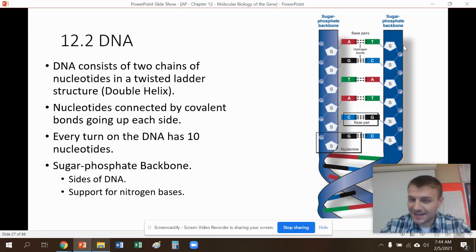Now, if you remember back again to chapter 2, hydrogen bonds are pretty weak. They're much, much weaker than these covalent bonds. So yes, we are going to be able to open this up, and it makes sense because we want to read this information. Every turn of the DNA has 10 nucleotides. Again, the sides, these are the sugar phosphate groups, and they're held together with covalent bonds.